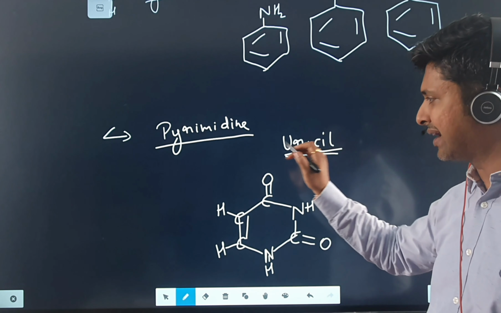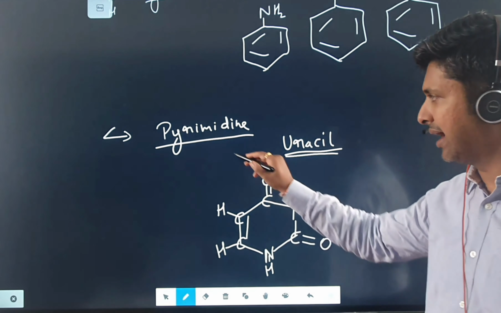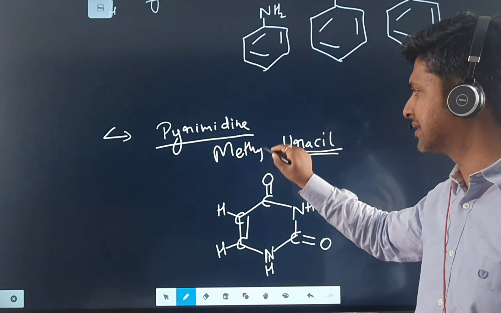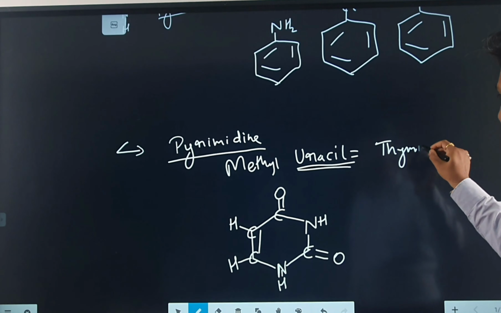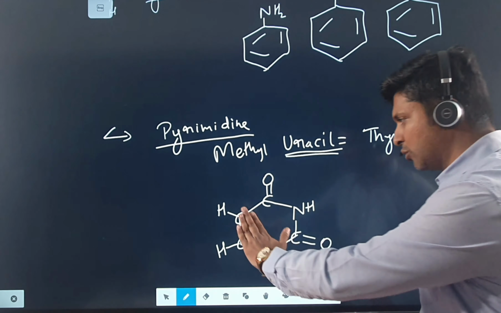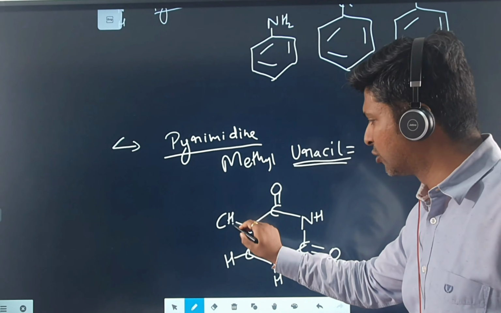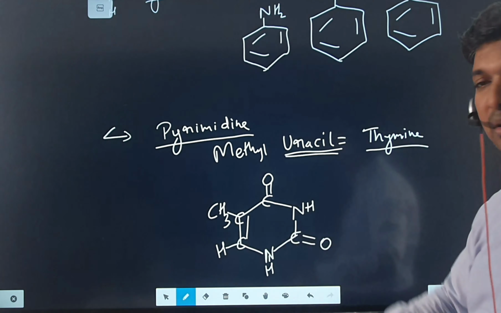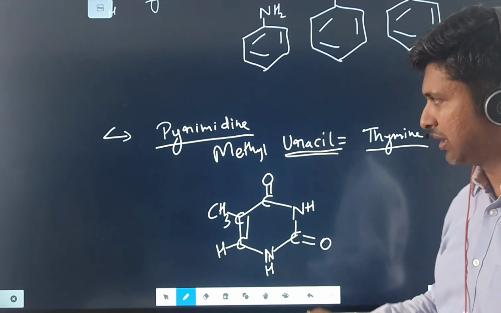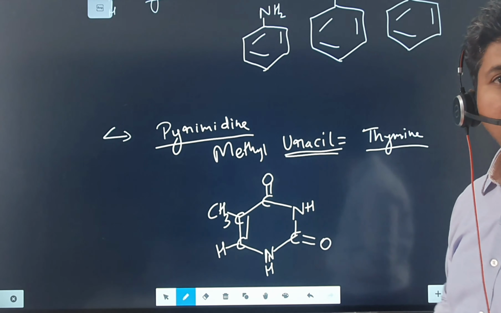If you attach a methyl group to the uracil, in other words, methyl uracil, I repeat, methyl uracil is nothing but thymine. That means this is your uracil group. The moment you attach a methyl group over here, it will become thymine. Now it's no more called uracil. So how to convert uracil to thymine? Just attach a methyl group. It will become thymine.